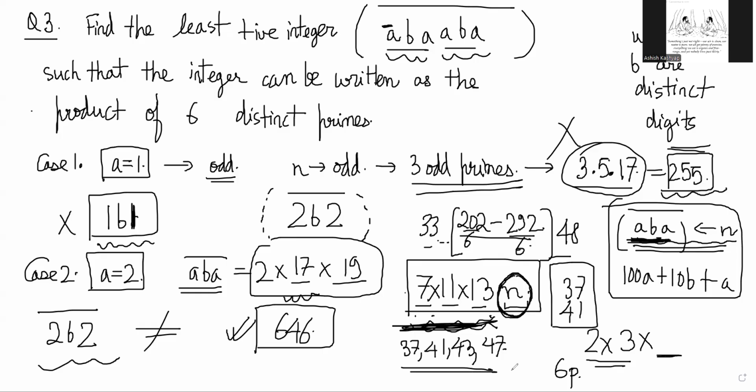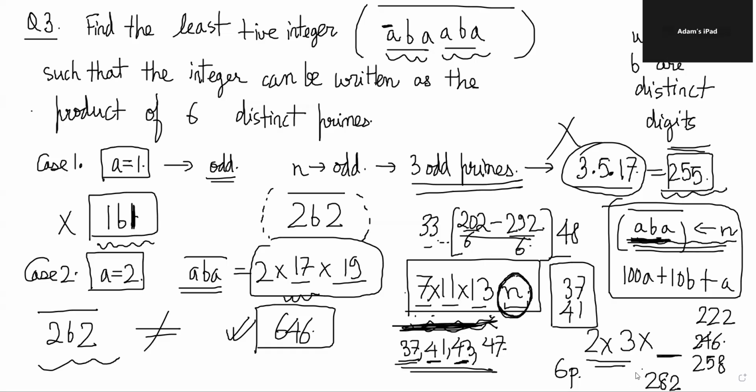And if we check the products in those cases, 2 into 3, 6 into 37, that will be 222, right? Then 6 into 41 will be 246, right? 6 into 43 would be 258, right? And finally, 6 into 47 would be 282, right? And now this is the only number that looks like ABA. Oh, yes.